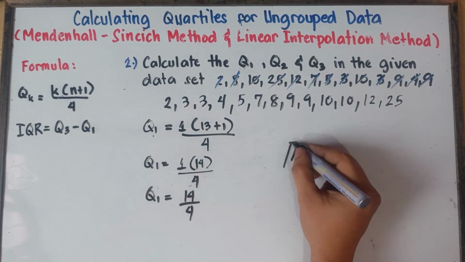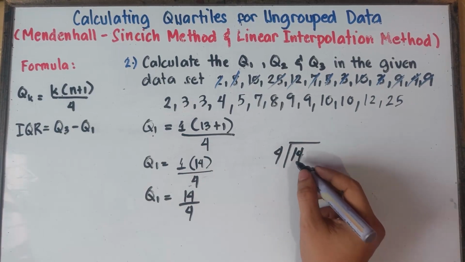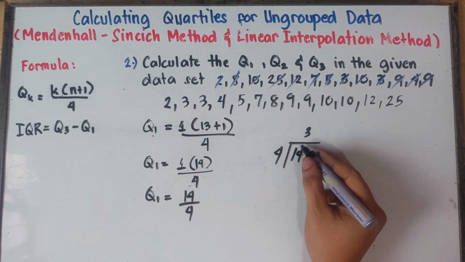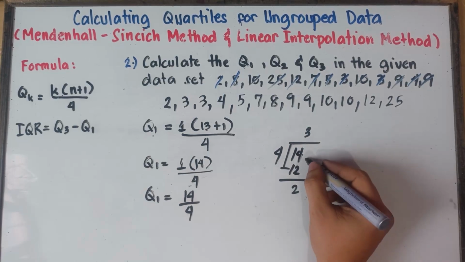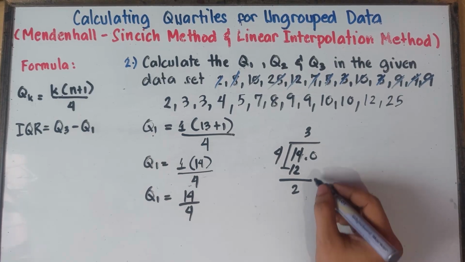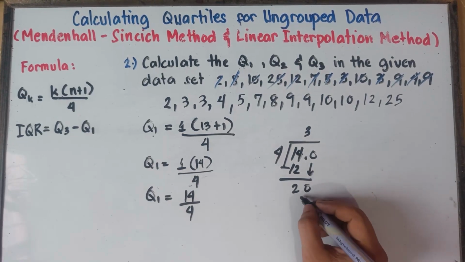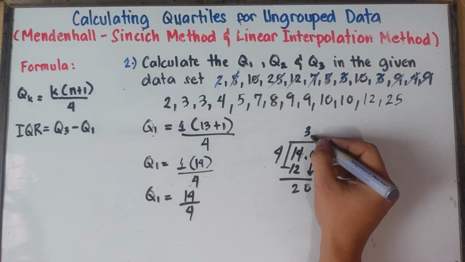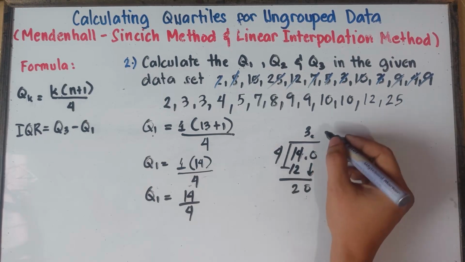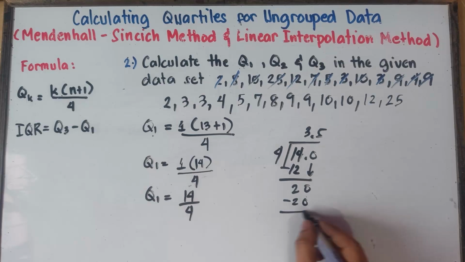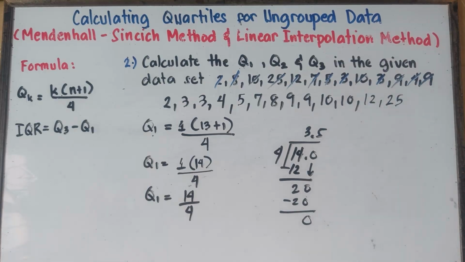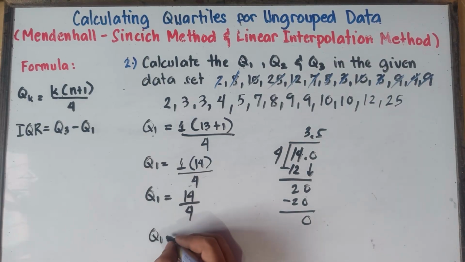Let's divide this one. 14 divided by 4 is 3. 3 times 4 is 12. Subtract: 14 minus 12 is 2. Add a decimal point and bring down a 0, so this becomes 20. Copy the decimal point here. 20 divided by 4 is 5. 5 times 4 is 20. Subtract, that would be 0. Therefore, quartile 1 is 3.5.